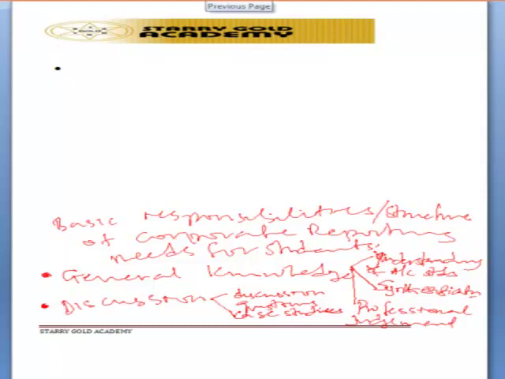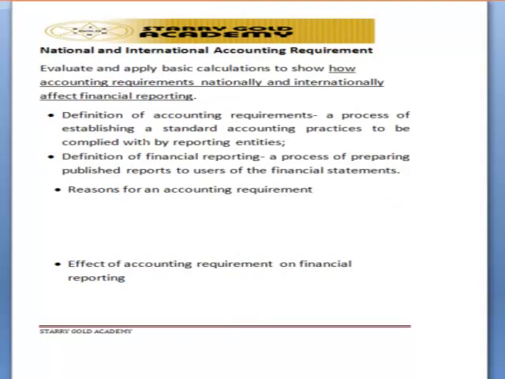Now, let's go to the aspect of what we are going to be starting with in corporate reporting. We call it the national and international accounting requirements. We will start with these questions. You must be able to evaluate and apply basic calculation to show how accounting requirements nationally and internationally affect financial reporting. First and foremost, you need to understand what we mean by accounting requirements. Accounting requirements are established standards.